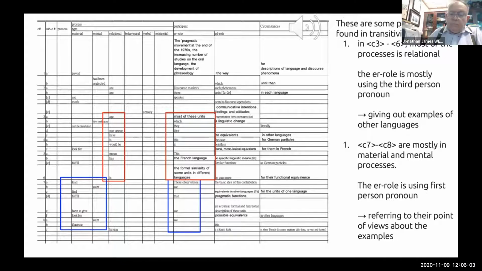First, in clause 3-6, most of the processes are relational, and the writer is using the third person pronoun as the doer, giving out examples of the language. Second, in clause 7-8, mainly material processes are used, with we, the first person pronoun, as the main doers, since the writer is referring to the point of view of some examples.